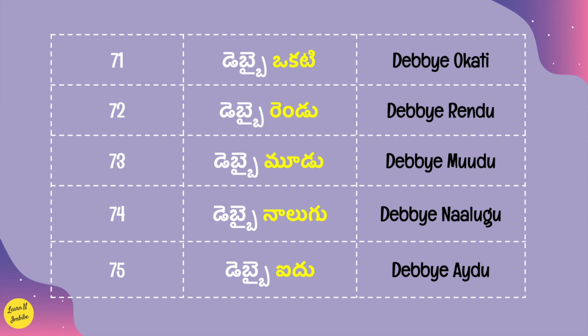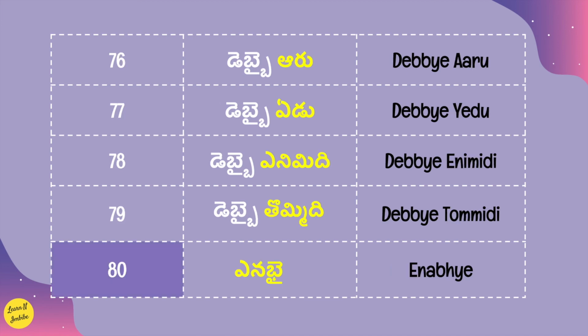70 plus 1, 71, డెబ్బై ఒకటి. 72, డెబ్బై రెండు, 73, డెబ్బై మూడు, 74, డెబ్బై నాలుగు, 75, డెబ్బై ఐదు, 76, డెబ్బై ఆరు, 77, డెబ్బై ఏడు, 78, డెబ్బై ఎనిమిది, 79, డెబ్బై తొమ్మిది, 80, ఎనభై. So the prefix 80 gets added to the numbers 81 to 89.